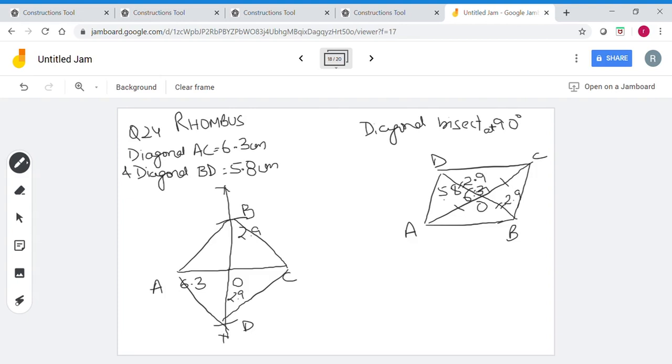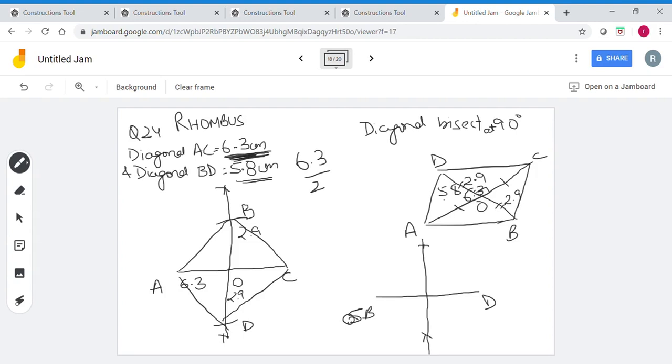One thing to keep in mind here is, since this diagonal is an odd number, as in it's not divisible by 2, keep the odd number as the one that you draw. Because had you drawn BD, which is 5.8, and done a perpendicular bisector here, you will need to draw half of 6.3.